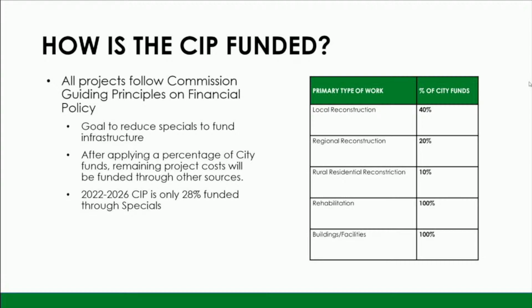How is the CIP funded? The CIP follows the City Commission's guiding principles on financial policy that was adopted in 2021. The goal is to reduce special assessments for infrastructure. After applying a percentage of city funds, as shown in this chart, the remaining costs will be funded through other sources, such as outside funding, utility fees, and/or special assessments. The proposed CIP has been created to keep specials as low as possible while completing necessary projects and new development.